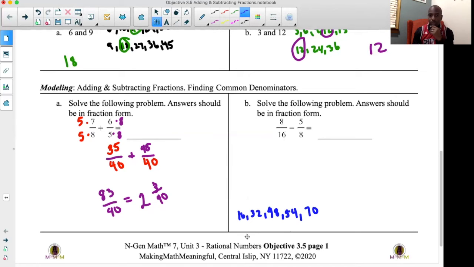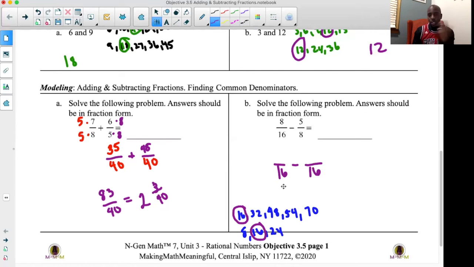Let's do the multiples of 8. 8, 16, 24. Do I have to go on? I could. But you and I should both be able to recognize right away. The common denominator, or at least common multiple here, is 16. I want to create brand new fractions where 16 is going to be my denominator.